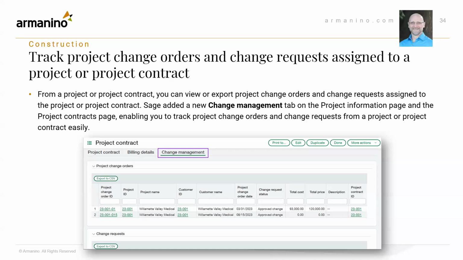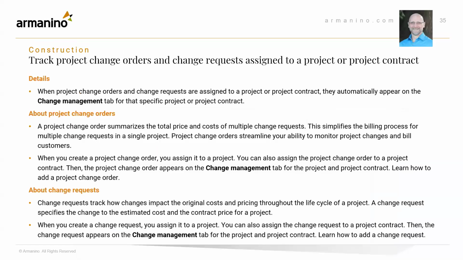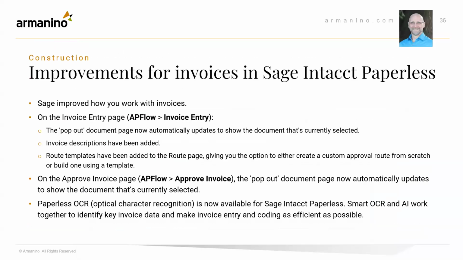And then you've got the ability to track project change orders and change requests assigned to a project or project contract. So what they've done is they've created a new change management tab on either the project contract and/or the project itself. So you can go into one spot on that project contract or that project itself and look at the change management tab and see all of the project change orders and change requests very easily. These are the details relating to that.